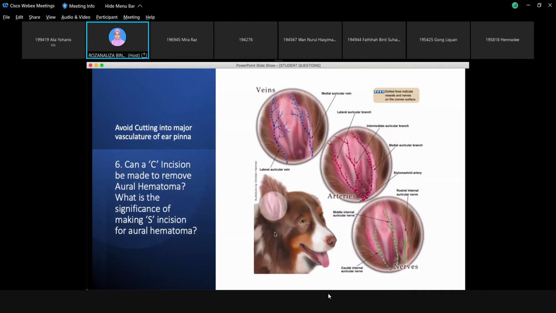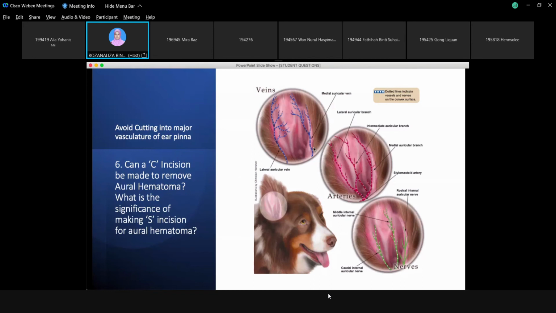the student asks, can a C incision be made to remove an aural hematoma? What is the significance of making an S incision for an aural hematoma? Before we understand why an S or whatever incision is made, you need to know the vessels that run on your ear pinna. So you can see that you want to be very careful.